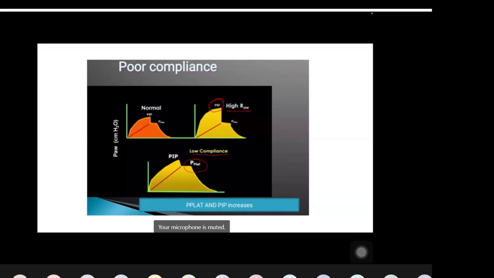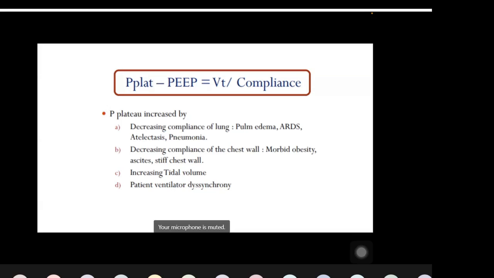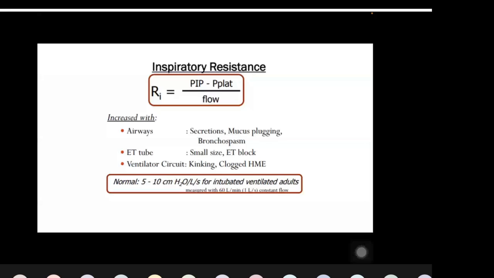So as I already said, plateau pressure can be increased by all of these conditions, and airway resistance can be increased due to some degree of airway obstruction that can be due to secretion of mucus plugging or bronchospasm. Even an ET tube that is small in size will significantly increase the airway resistance, or a blocked ET tube in the ventilator circuit, if there is kinking or clogging of the HME filter, again we have to consider.